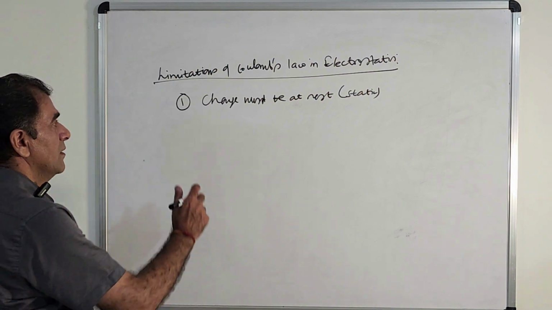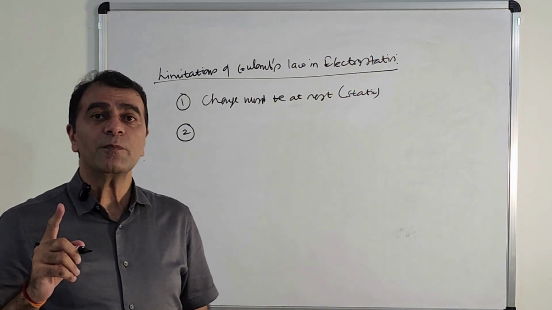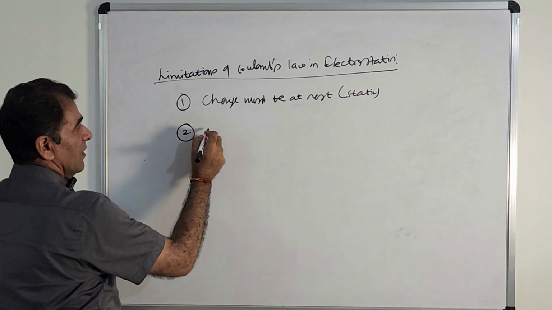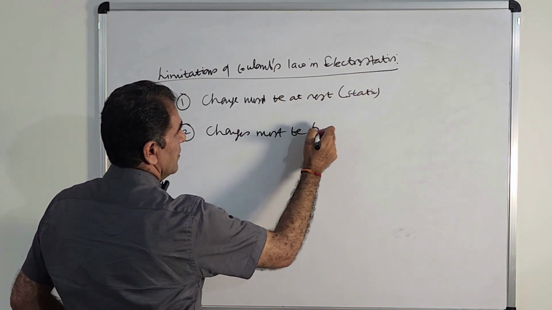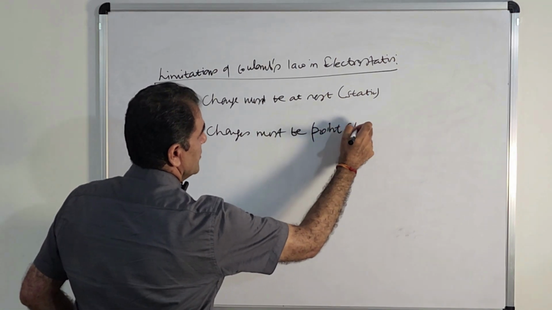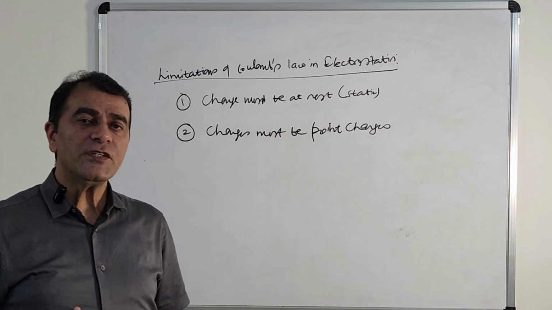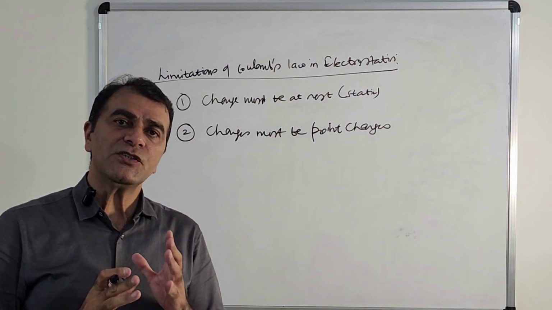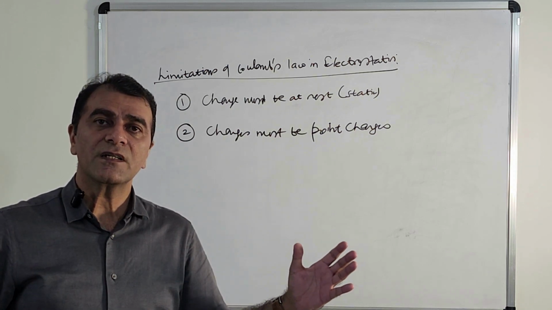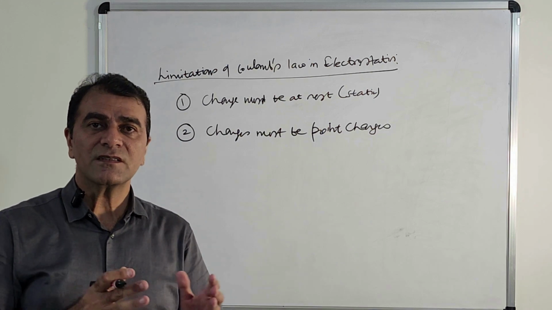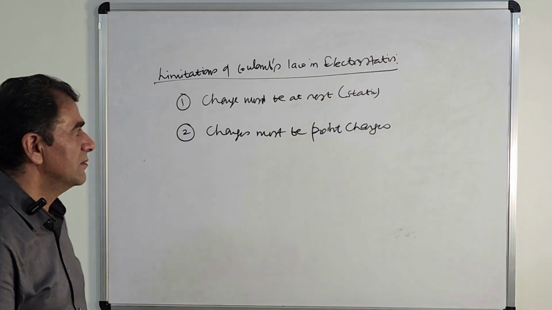First condition. Second condition, the charges must be point charges. What is the meaning of point charge? Point charge means that the linear dimension of the charge is very, very small compared with the distance between them. Okay, the distance between them is too large, so the charges will be considered as point charges.